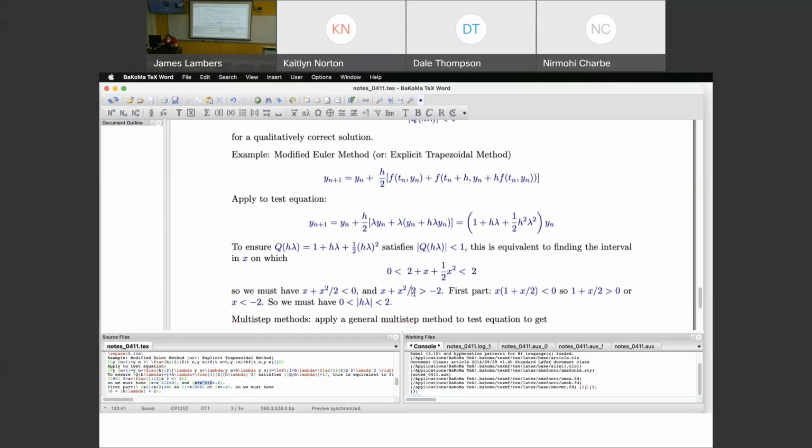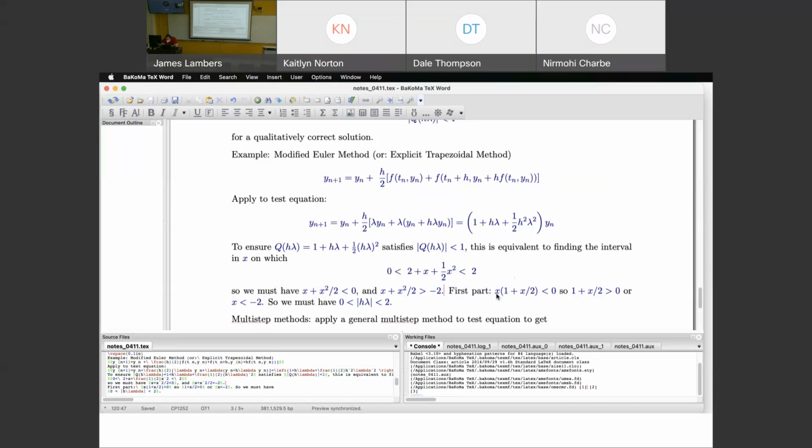Because, oh, hold on. Okay, sorry. This inequality leads to this one, and this inequality... sorry, I'm not paying attention to my own notes.